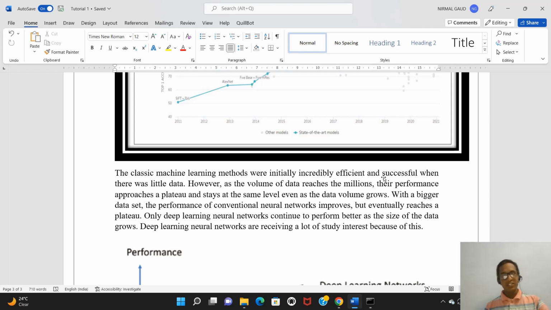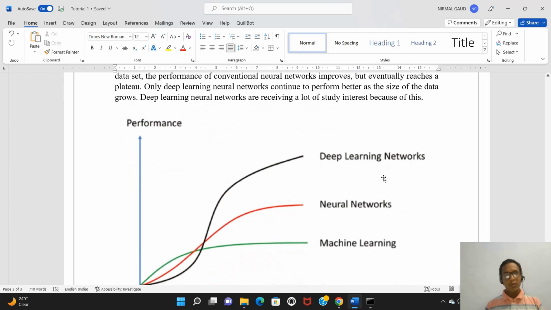Deep learning neural networks are receiving a lot of study, and a lot of research is going on. As I already said, many algorithms have now been developed. Whether we work in computer vision or natural language processing, there is a lot of scope in deep learning. The performance of deep learning is obviously better than machine learning and traditional artificial neural networks, because we have enhanced our architecture in depth. We have introduced multiple layers, training and computation are performed through them, and obviously we get improved results.